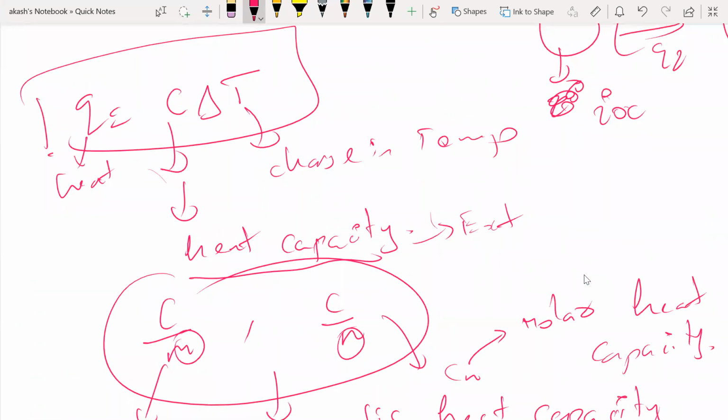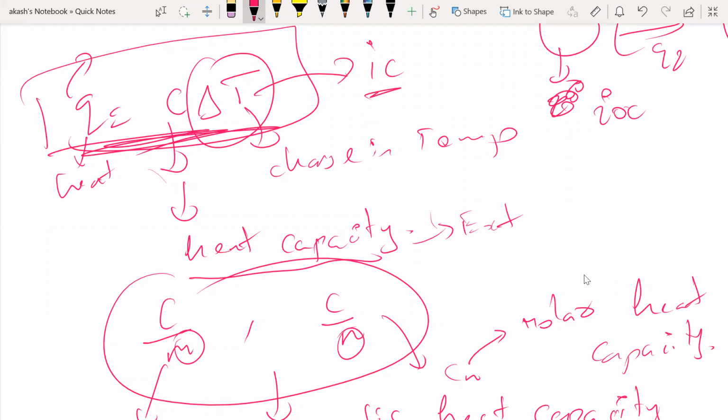If I go back to this equation, I see this delta T. Say I start heating a substance. Obviously, when the temperature is raised by 1 degree Celsius, or say the change in temperature, it was 25 degrees Celsius, now it became 26 degrees Celsius, for that 1 degree temperature rise, how much heat energy did you supply?